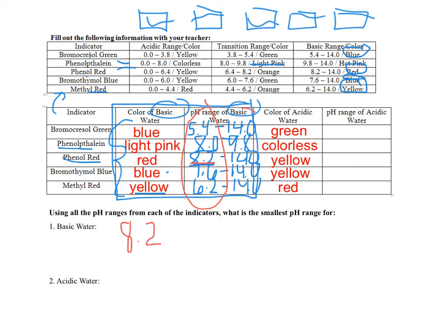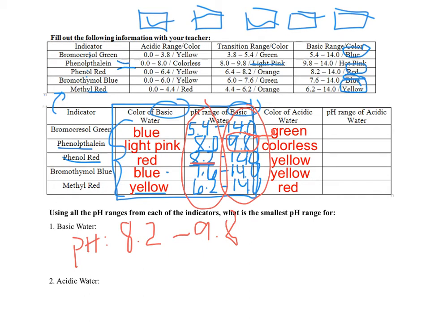And then on the high end, pick our lowest number. And so our lowest number is 9.8 because otherwise it wouldn't have turned light pink, it would have turned a different color. So this is going to be our narrowest guess of pH. So our basic water has a pH between 8.2 and 9.8.